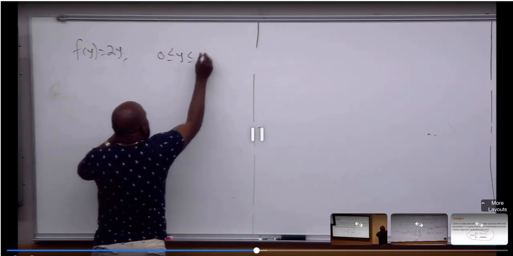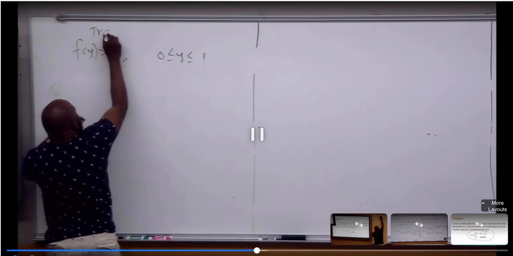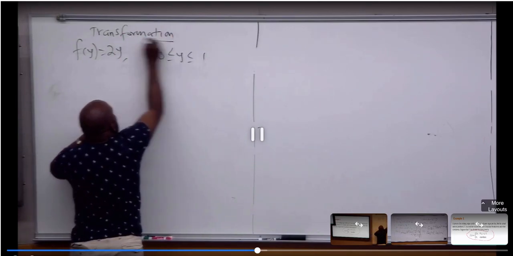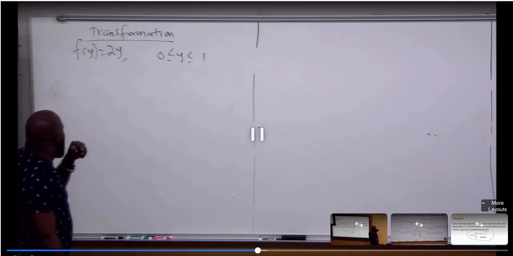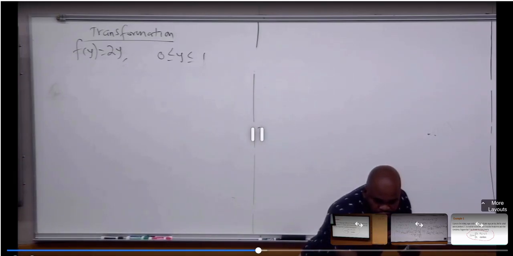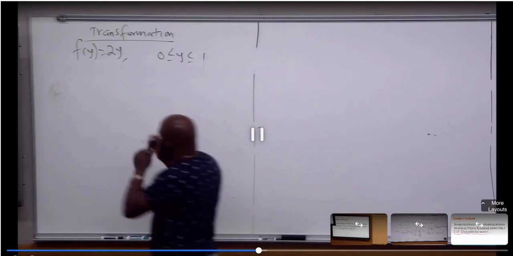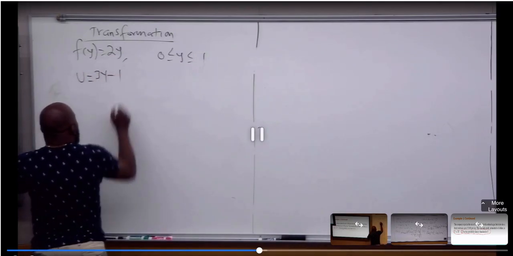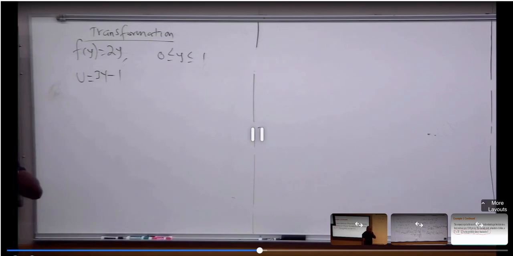Okay, zero lies between that and that. I want to use transformation now. Okay, and they define a new variable as this: u equals 3y minus 1.